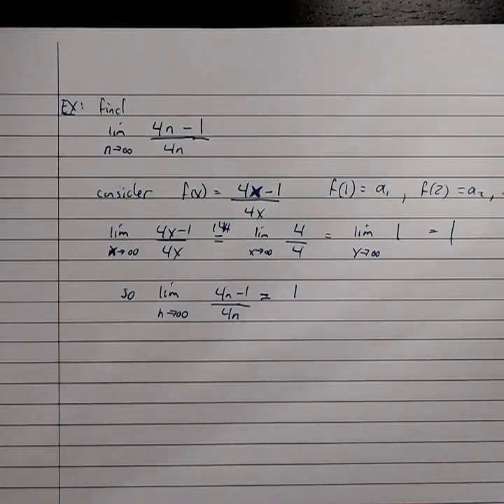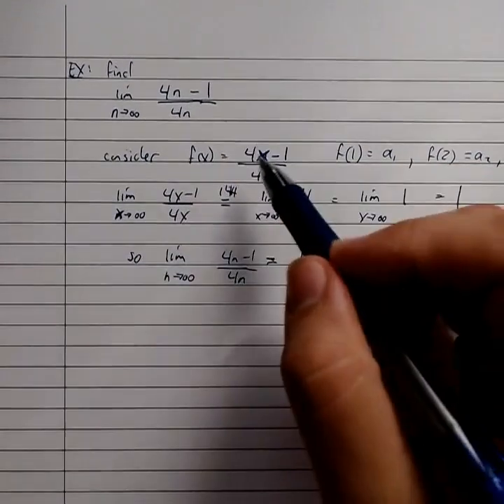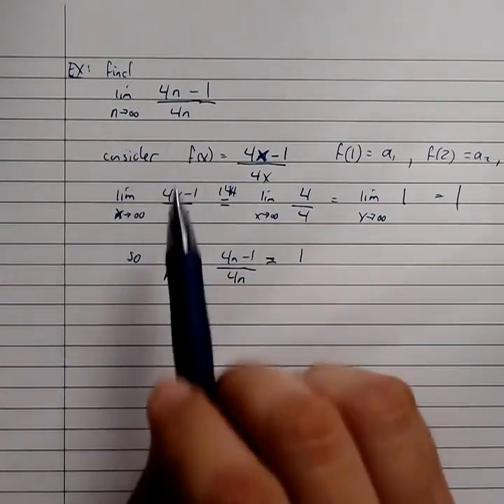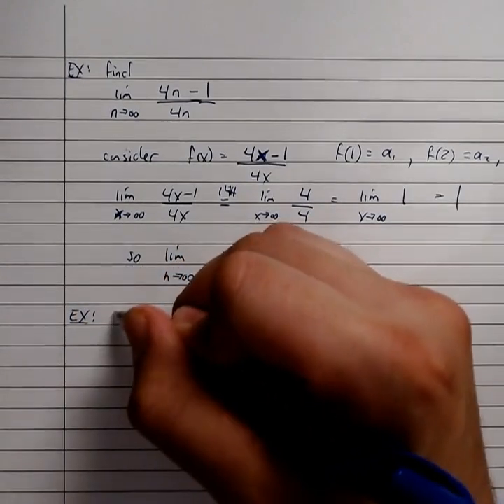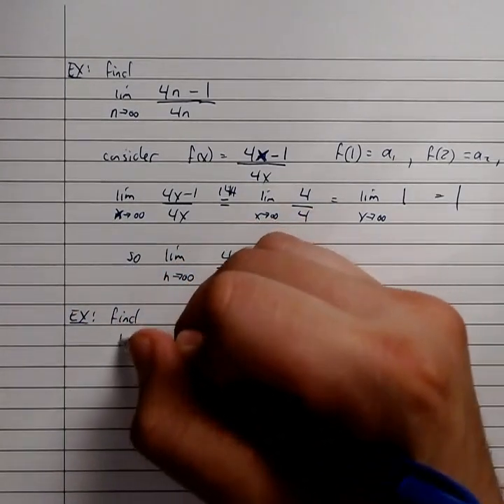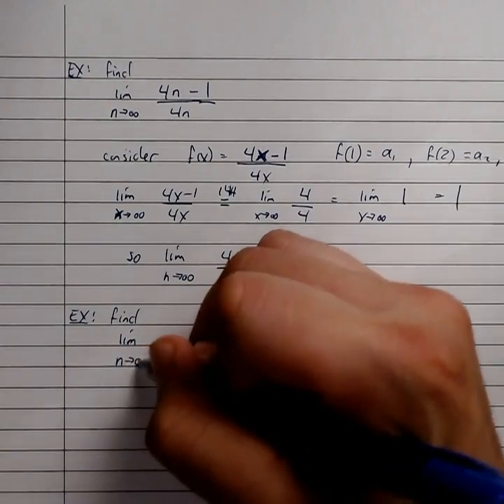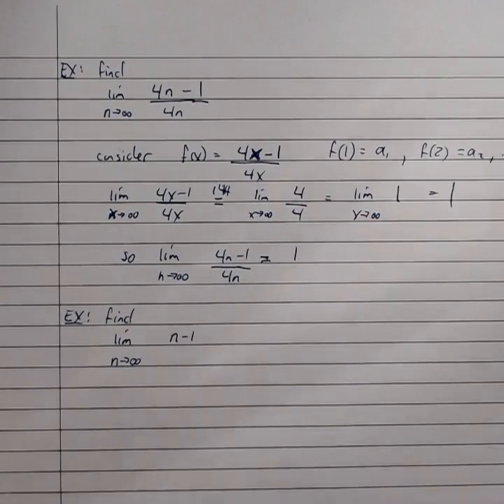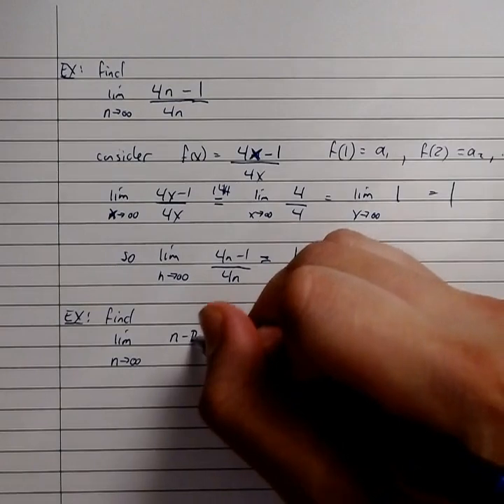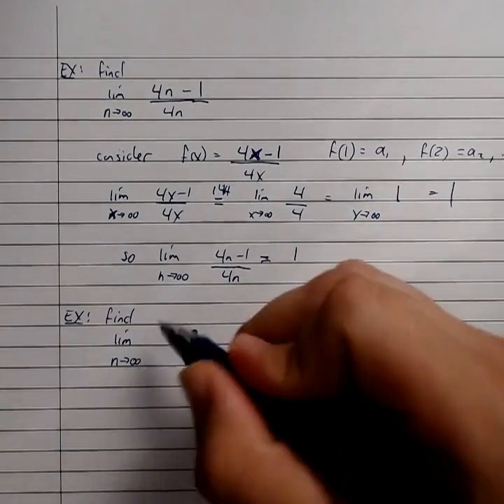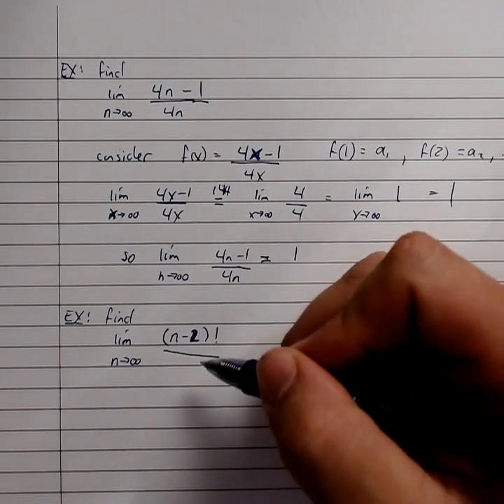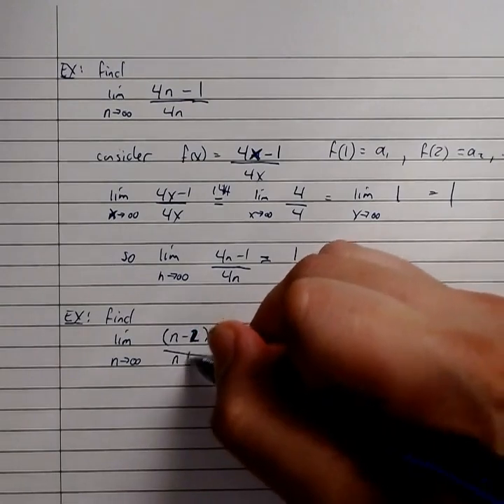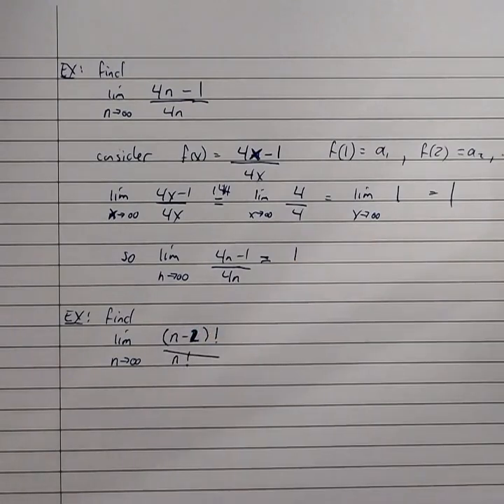But of course, L'Hopital's rule is not the only way things can work. If it's not exactly convincing that there's a major difference between these, maybe this next example will highlight that a little bit better. Let's find the limit as n approaches infinity of (n minus 2) factorial over n factorial. And at this point, any thought of L'Hopital's rule goes right out the window.